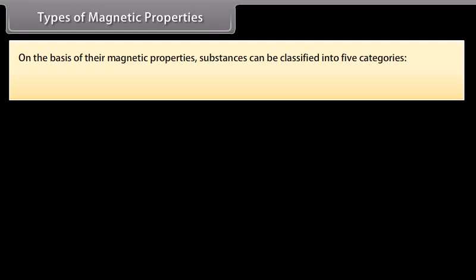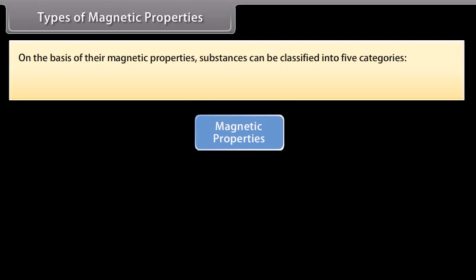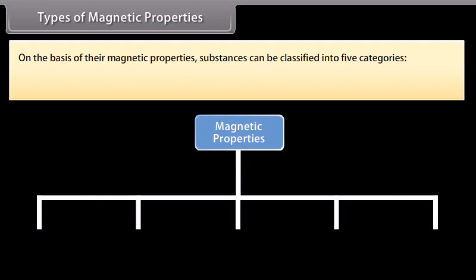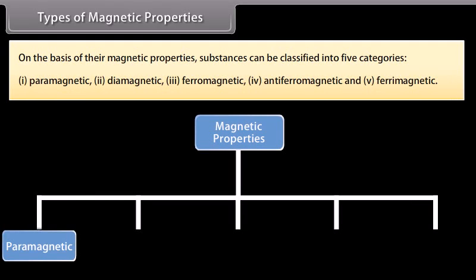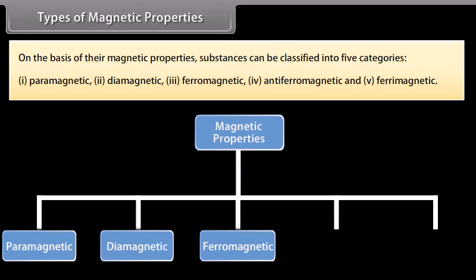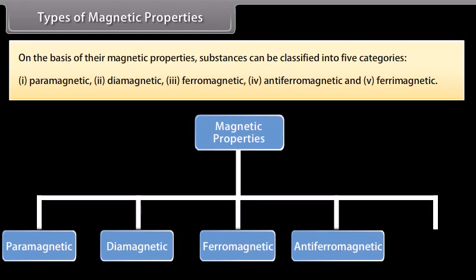Types of magnetic properties. On the basis of their magnetic properties, substances can be classified into 5 categories: 1. Paramagnetic, 2. Diamagnetic, 3. Ferromagnetic, 4. Antiferromagnetic, and 5. Ferrimagnetic.